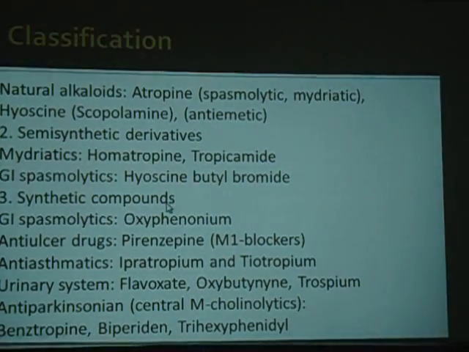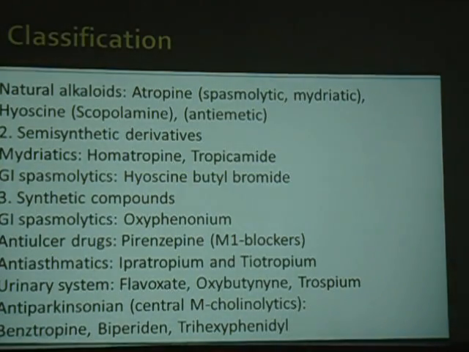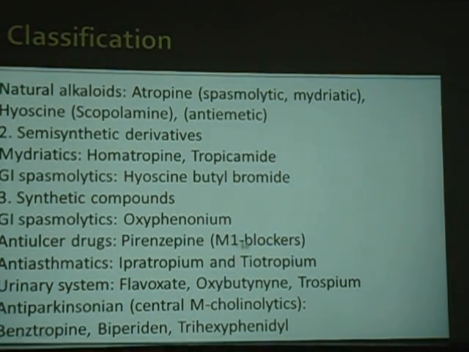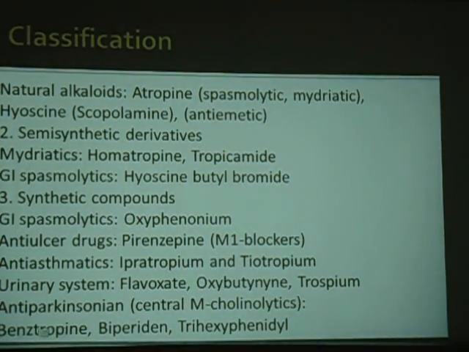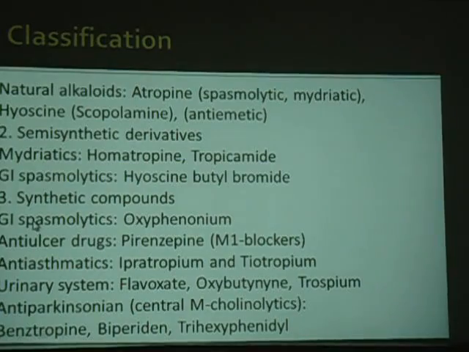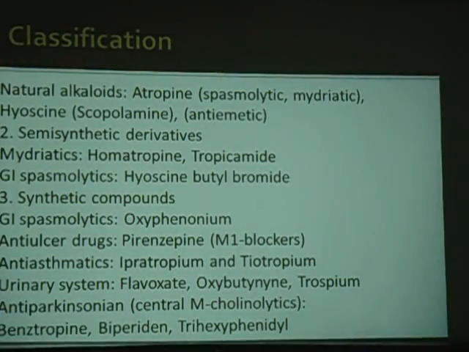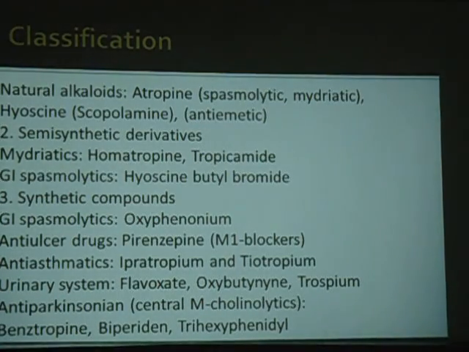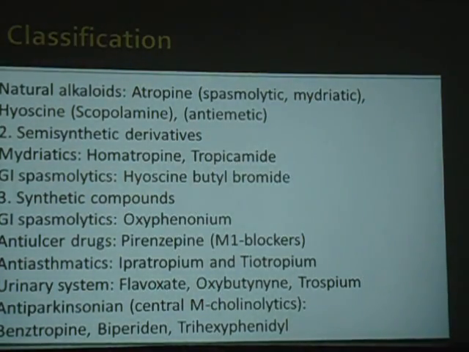GI spasmolytics, we have oxyphenonium. Anti-ulcer drugs, that is pirenzepine, an M1 antagonist with antihistaminic action. Anti-asthmatics, ipratropium and tiotropium bromide. These are bronchodilators. In the urinary system, we use flavoxate in BPH, benign prostatic hypertrophy. We have oxybutynin, trospium. Antiparkinsonian drugs, where we are avoiding the excessive cholinergic action due to unopposed dopamine action, we can use benztropine, trihexyphenidyl and orphenadrine.